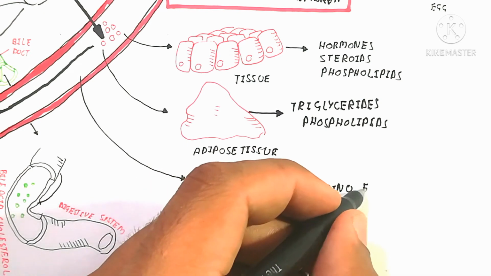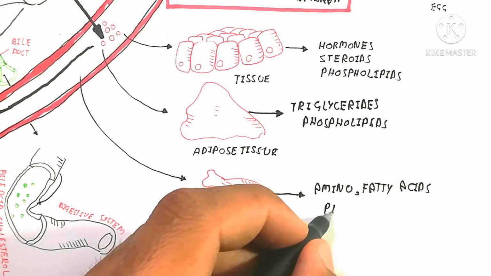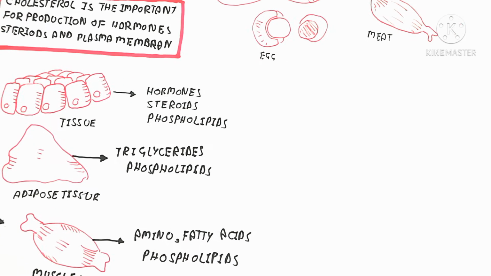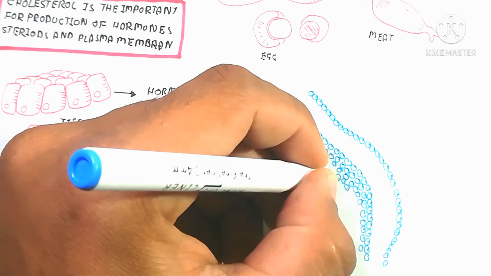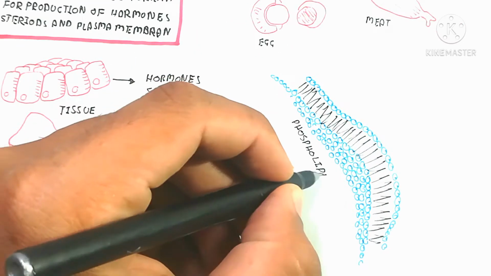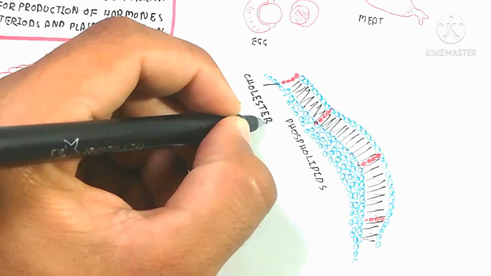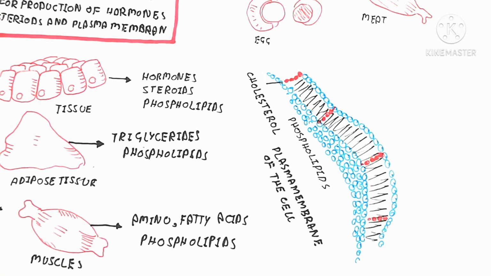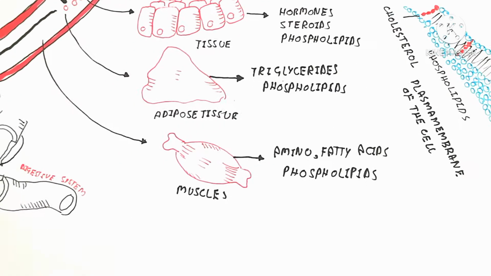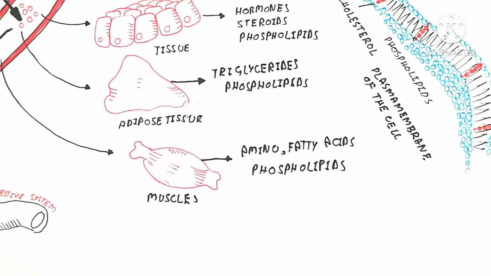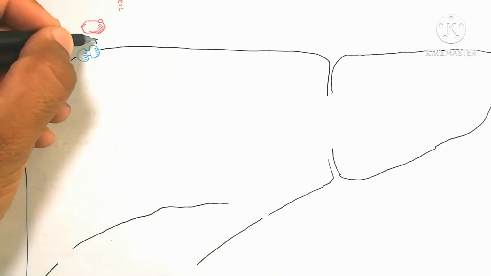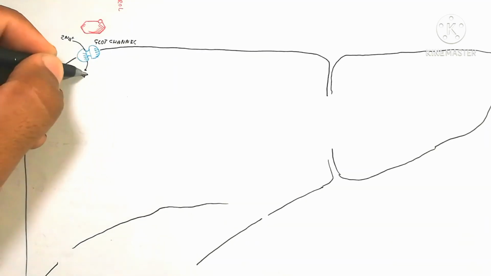Here the tissue will produce hormones, steroids, phospholipids and triglycerides. The adipose tissue and muscle use amino acids and fat, as well as phospholipids, for the plasma membrane. Here is the phospholipid bilayer of the plasma membrane, where the red color shows cholesterol, and this cholesterol is used for water-soluble prevention, where it is needed and where a gap is left behind, that is the filling mechanism.